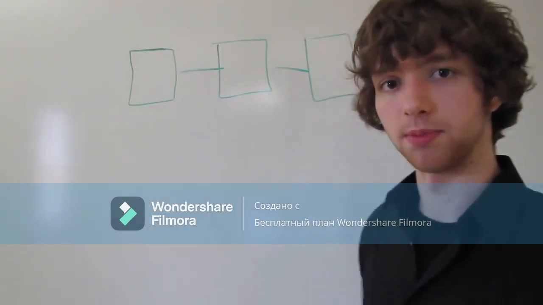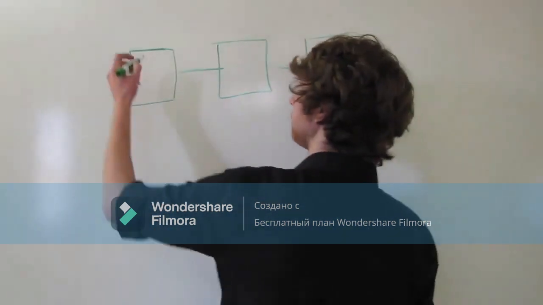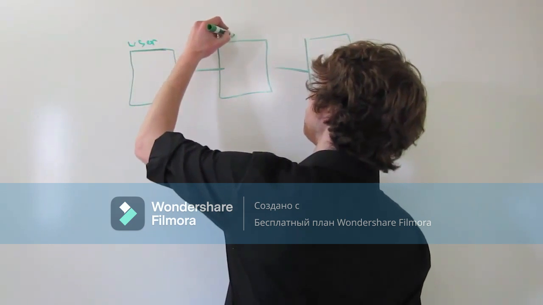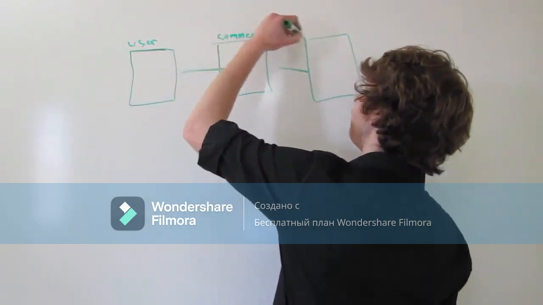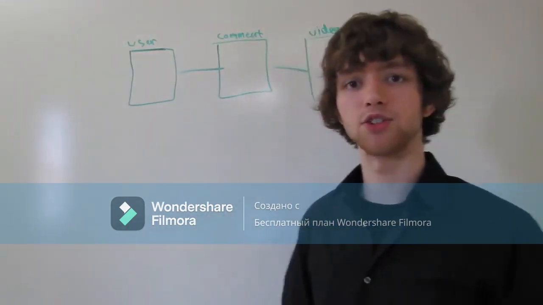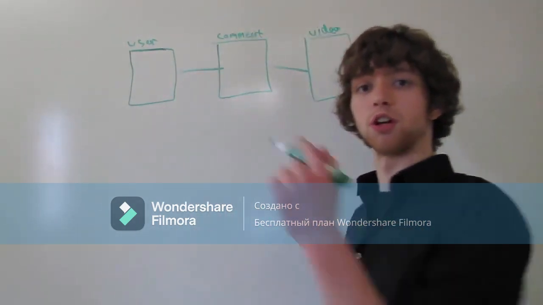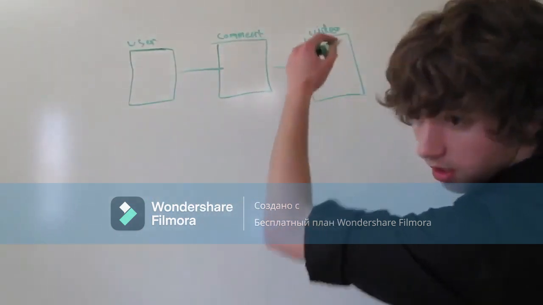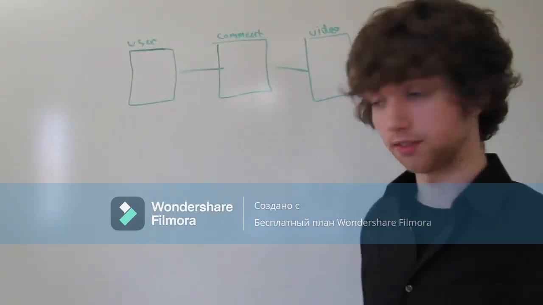I'm not going to really write any comments in here just because it's low on space. So we got the user, we got the comment, and then we got the video. So the only way the user has any connection with the video is through the comment table, because a user posts a comment on a video. Does that make sense? Hopefully it does.